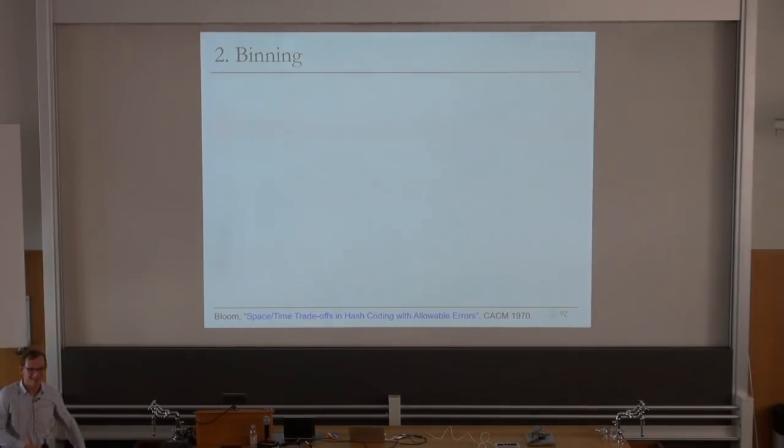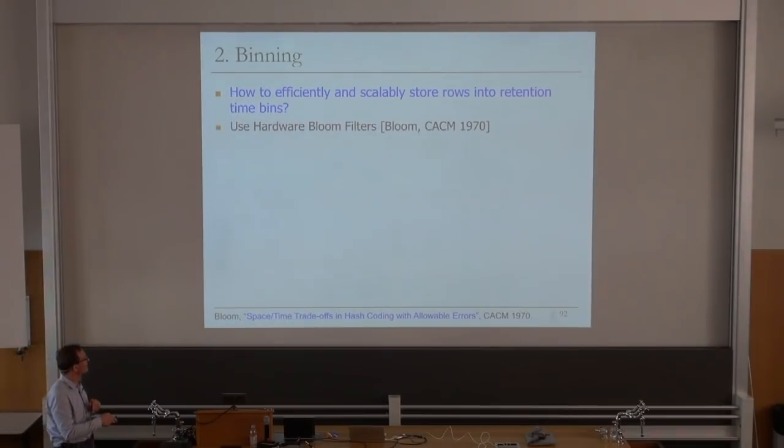Okay, so this is the most difficult part. The other fun part I'm going to talk about, because it's important, I think, to know about Bloom filters, the binning part. That part is easy to solve because once you realize you can use Bloom filters, that's great. So the problem is how do you efficiently and scalably store rows into retention time bins?